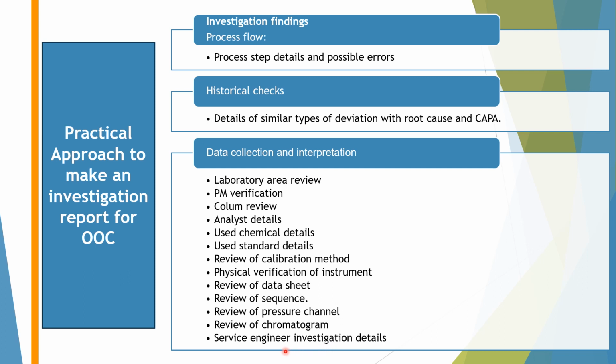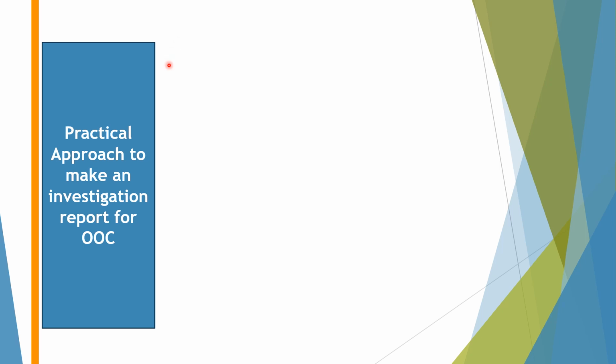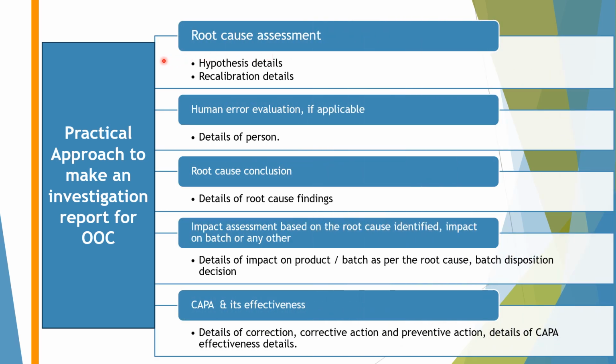So always keep in mind that this is just for training purposes, and your investigation may be different based on the out of calibration and the situation observed, right? Now the next is root cause assessment, right? So first is hypothesis details. So here you need to form the hypothesis based on scientific rationale. So you can plan many hypotheses which indicate that this could be the cause of the out of calibration results, right? So you can plan the hypotheses accordingly, right? So based on the hypothesis you need to identify the assignable root cause or maybe your probable root cause, right?